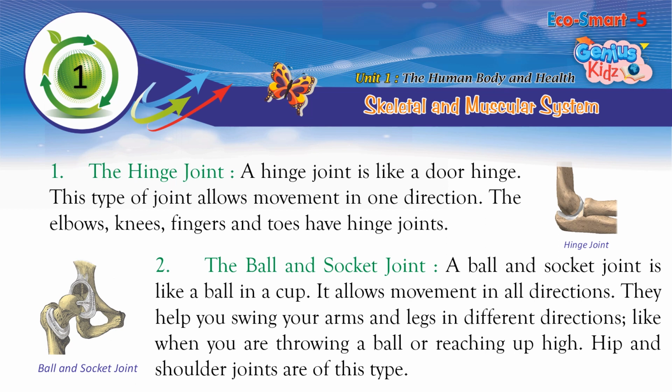2. The ball and socket joint. A ball and socket joint is like a ball in a cup. It allows movement in all directions. They help you swing your arms and legs in different directions, like when you are throwing a ball or reaching up high. Hip and shoulder joints are of this type.